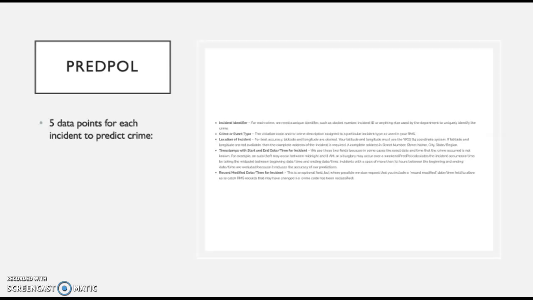Besides the victimization and the 3 different behaviors that PredPol uses, they only use 5 different data points for each incident in order to predict the crimes. They have 5 different pinpoints of each crime that they use to sort the data. And if you can read it: incident identifier, crime or event type, location of the incident, the timestamp, and time for the incident or record modified date. So this is the only 5 things they use to sort the data, and this is how police stations are predicting crime all over the country.